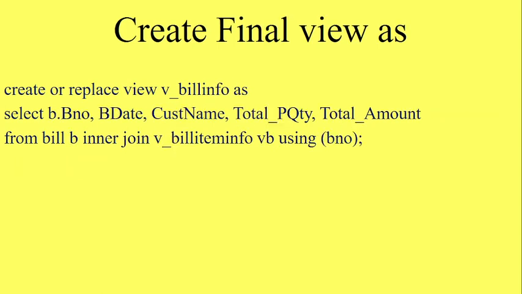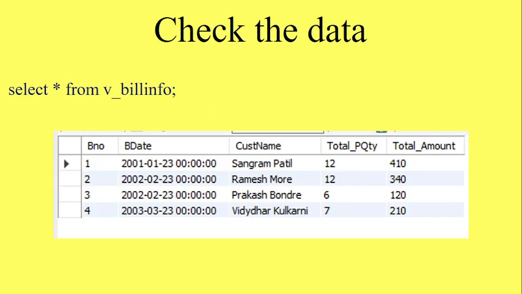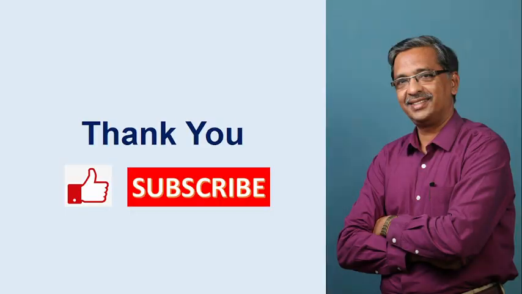And then the second view we can create on a combination of the bill table and the view. This is the table and this is your view. So this view we are now creating on the bill table and the view v_bill_item_info, and this will give you the information. So whatever you want you can fetch now: bill number and purchase quantity, or bill number and total amount, or bill number and customer name, or from customer name you want the total purchase quantity and so on. Whatever you want you can fetch it; it is not necessary to write the complete query every time. So this is about the view topic.